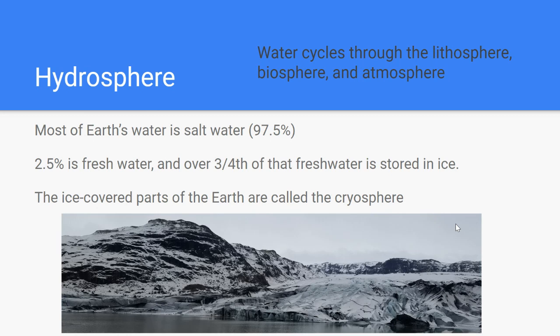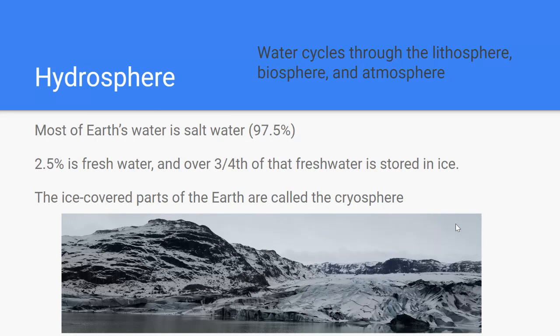So if 97.5% of water is salt water, that means only 2.5% of water is fresh water, and over 3/4 of that fresh water is stored in ice. So we only use less than 1% of the Earth's fresh water, which is why it is so important that populations all over the world have availability to fresh water, and why it is considered such a limited resource.